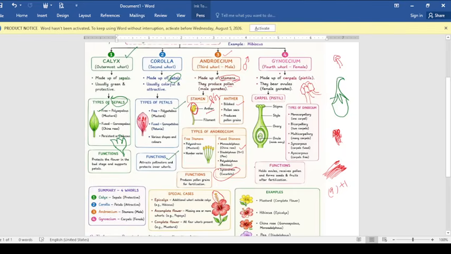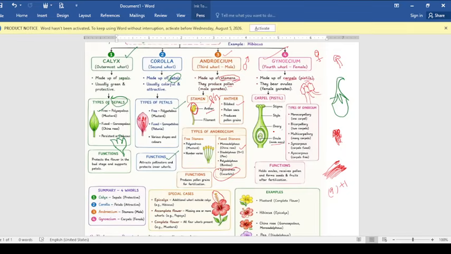Let's move to the last whorl, that is called gynoecium. Gynoecium is the female reproductive part. We write the symbol this way, and it will have the unit as carpel or pistil. So this carpel has three major parts: stigma, style, and ovary. Now inside the ovary you may find an additional structure called the ovule, which later on is converted to seed after fertilization. Now, depending upon the number of carpels, we can classify them as monocarpellary, bicarpellary, tricarpellary, and multicarpellary.